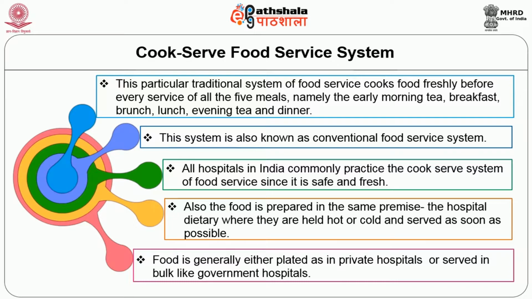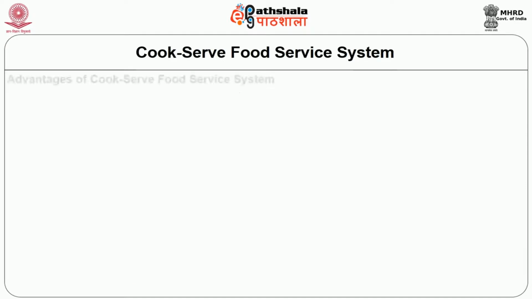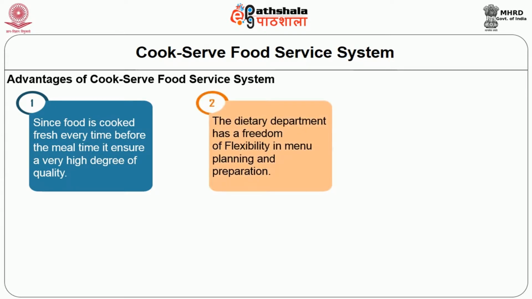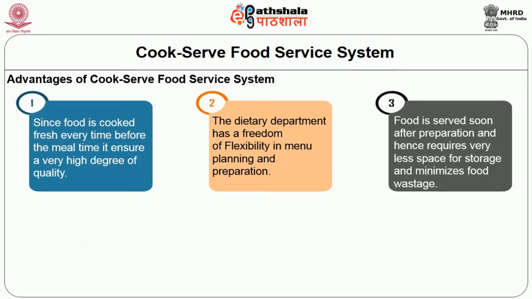Food is generally either plated, as in private hospitals, or served in bulk, like government hospitals. The advantages of this system are, since food is cooked fresh every time before meal time, it ensures a very high degree of quality. The dietary department has a freedom of flexibility in menu planning and preparation. Food is served soon after preparation and hence requires very less space for storage and minimizes food wastage.